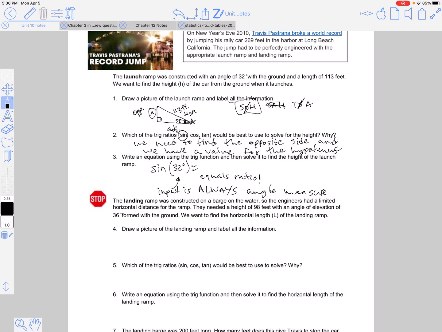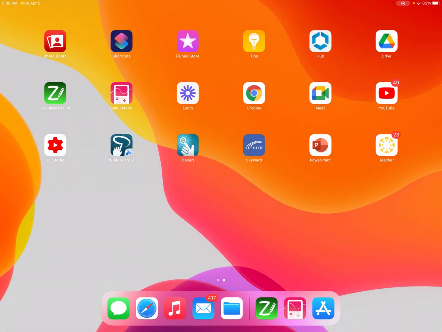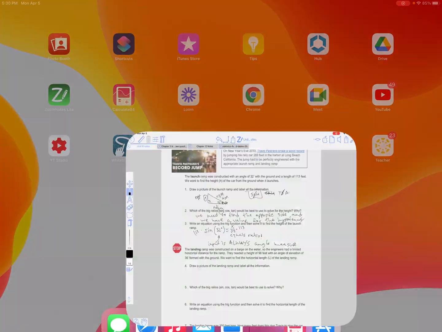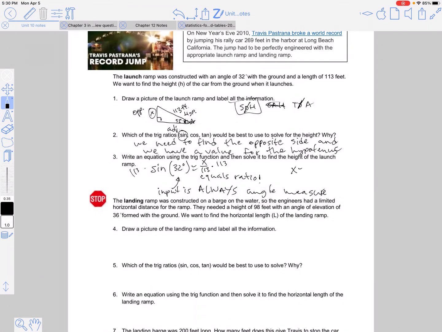Okay, so sine of 32 degrees equals x over 113. And it's not degrees, it's feet, so I don't know why I wrote a degree sign. Sorry about that. All right, so what we're going to do here is multiply both sides by 113, right? So in my calculator, I'm going to do 113 times sine of 32, and I get 59.9 if we round. So the height is 59.9 feet.